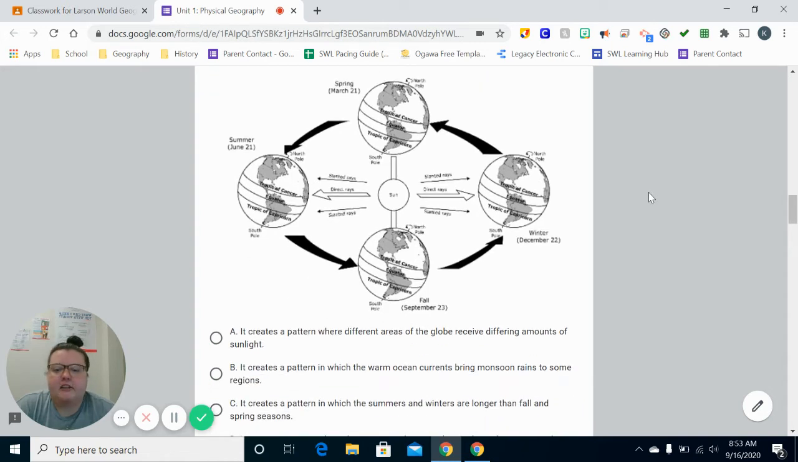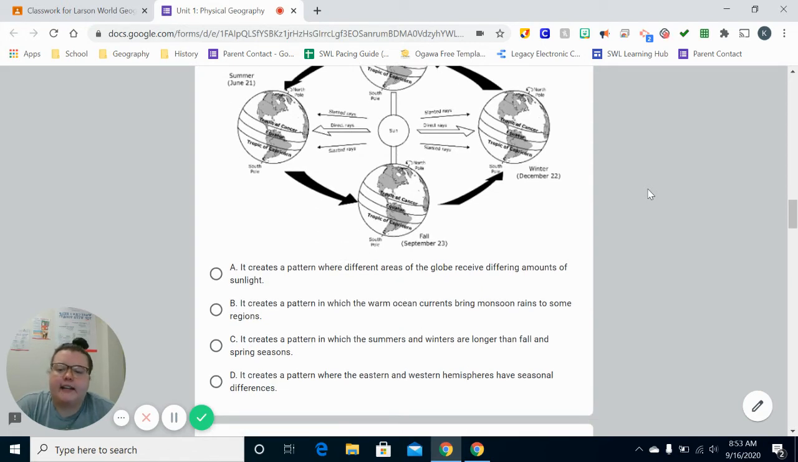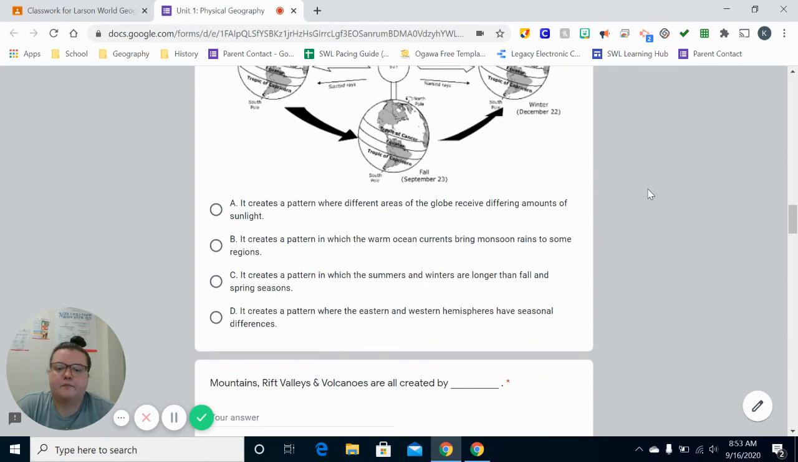Is it A, it creates a pattern where different areas of the globe receive differing amounts of sunlight? B, it creates a pattern in which the warm ocean currents bring monsoon rains to some regions? C, it creates a pattern in which the summers and winters are longer than fall and spring seasons? Or D, it creates a pattern where the eastern and western hemispheres have seasonal differences?